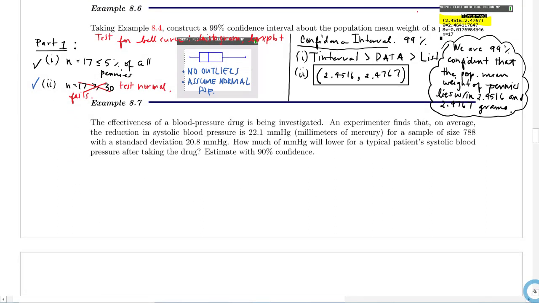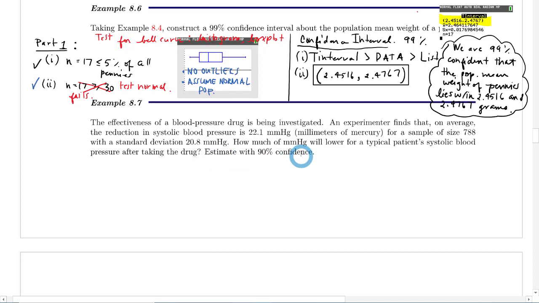All right, let's move on from pennies. That's not the last time you'll see pennies, though, in our notes. So the effectiveness of a blood pressure drug is being investigated. An experimenter finds that on average, the reduction in systolic pressure is 22.1 millimeters of mercury for a sample size of 788 with a standard deviation of 20.8 millimeters of mercury. How many millimeters of mercury will lower for a typical patient's systolic blood pressure after taking the drug?